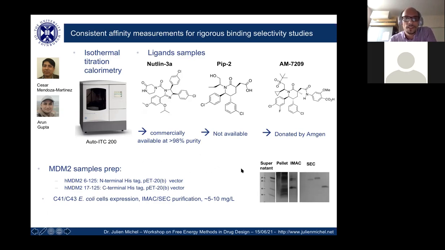So we used ITC here. So we used Nutlin 3A. We couldn't use PIP2 because it's not really available, this molecule, anywhere unless you synthesize it from scratch. And Amgen kindly donated to us a related molecule, which is basically a clinical candidate that came out of this piperidinone program. And that's what we used for our selectivity study.